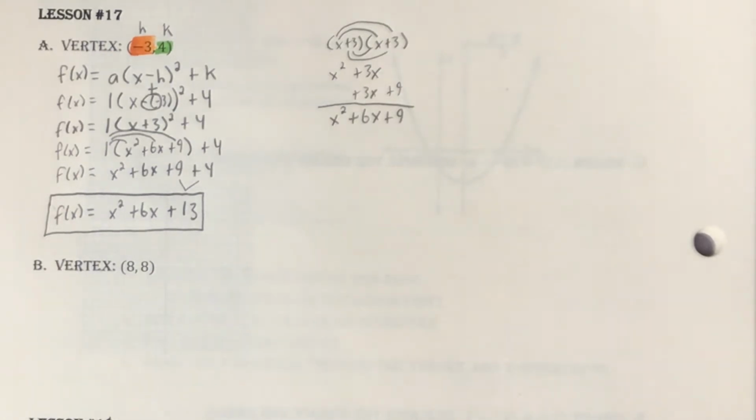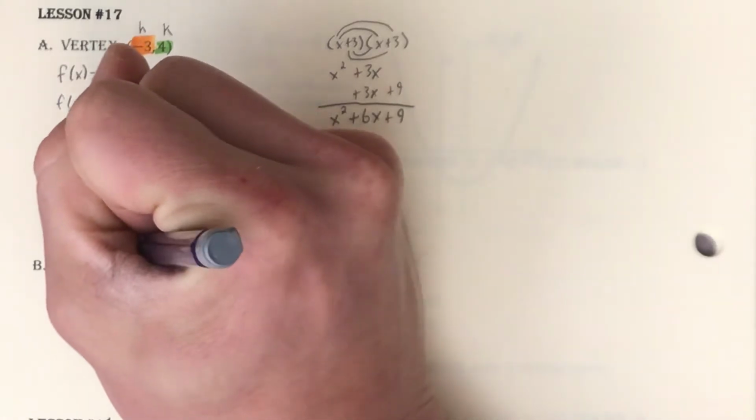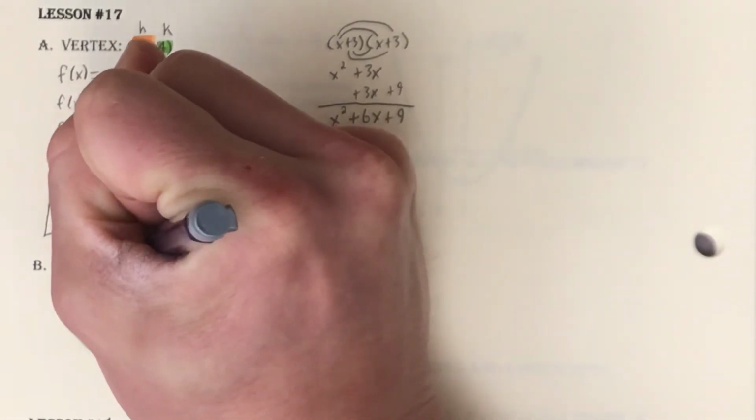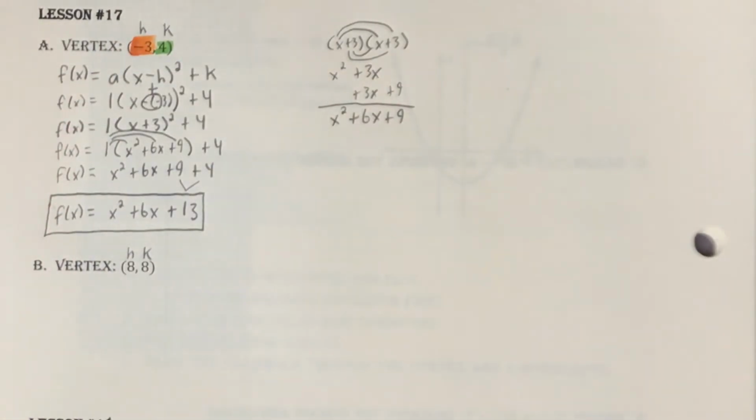All right, well, I would encourage you to try example B on your own, then come back, pause the video, of course, and then check your answer with mine. So first thing we need to do, again, identify the h and the k. So my first 8 here is the h, my next 8 here is the k. Then we're going to plug it into the vertex form of a quadratic function.